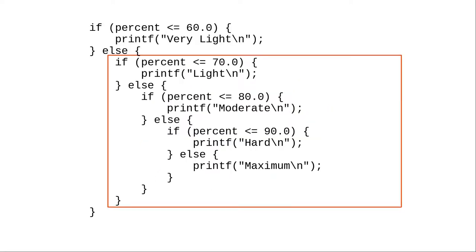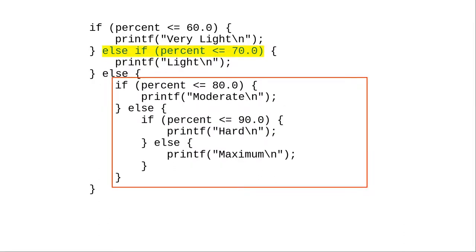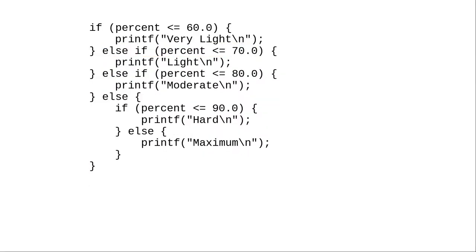When you think about it, the block I've outlined in red can be considered as one statement. I'm going to set aside the rule of always using braces and join the if to the preceding else. The same logic applies here, which lets us simplify to this. And we can continue the process to end up with this.